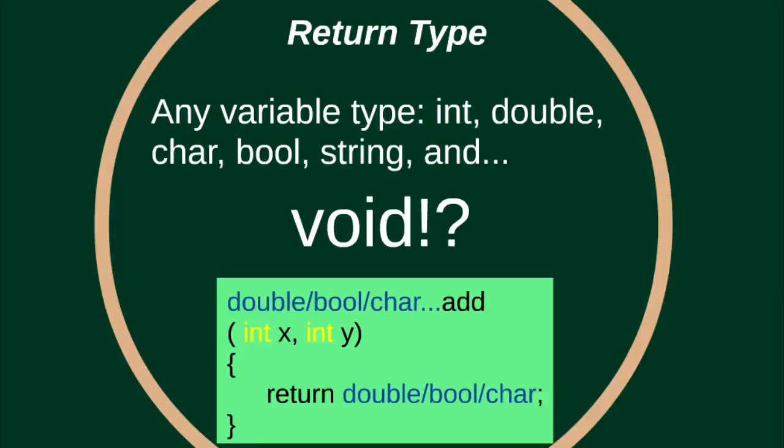Otherwise, you have to specify it's a double, bool, char, or whatever. So here's a pop quiz. At the beginning of all of your programs, you write int main parentheses brackets. What should you be returning? Talk amongst your neighbors and figure it out.